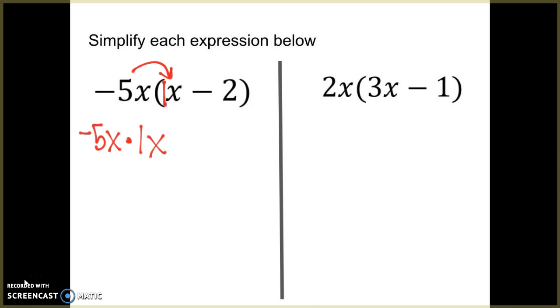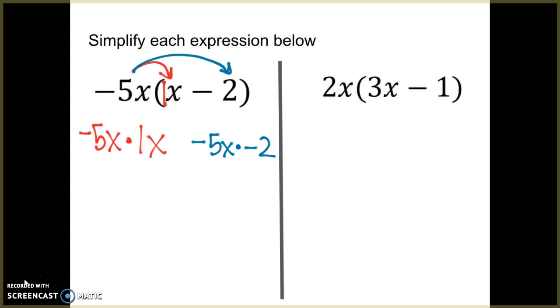And then I'm also going to take this negative 5x and multiply it by negative 2. So I'm going to take my negative 5x, and that's being multiplied by negative 2. And so this step here is just showing me what I'm distributing. We took the negative 5x, multiplied by 1x, and we took the negative 5x and multiplied it by negative 2.